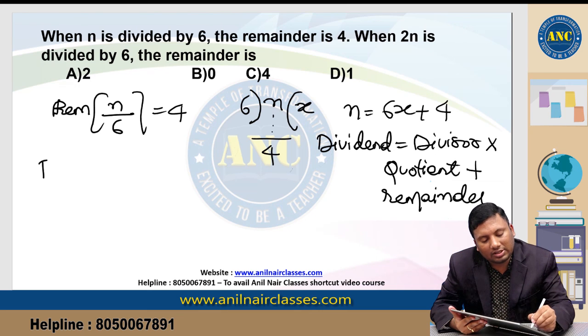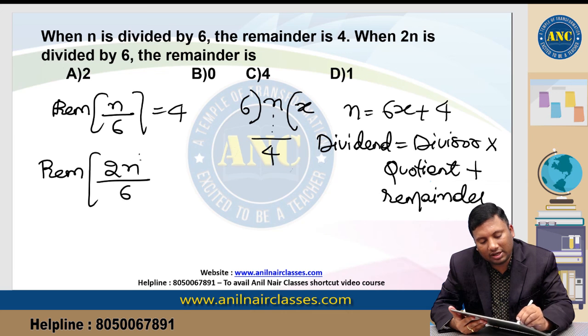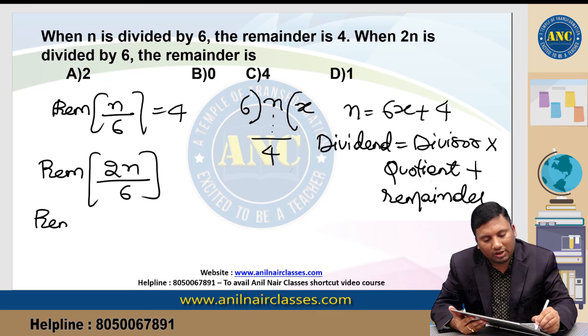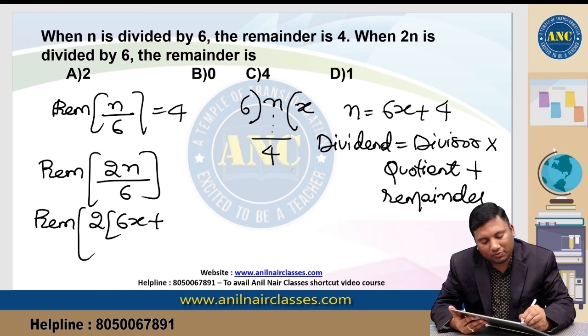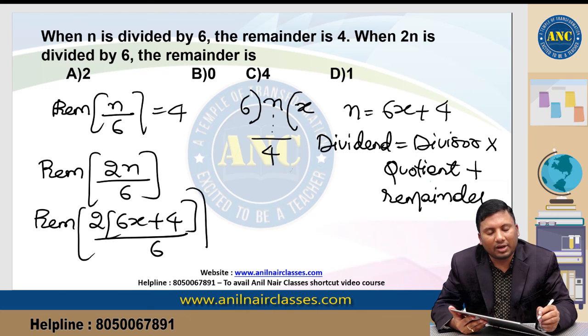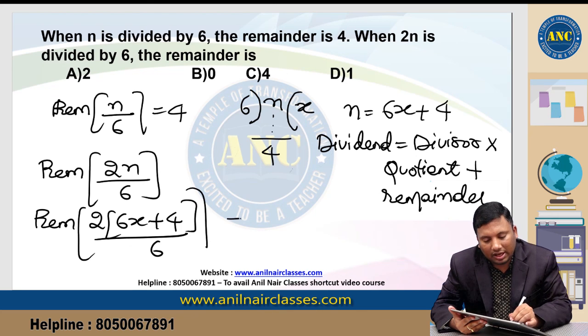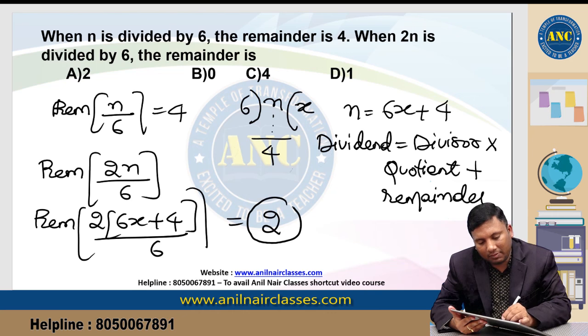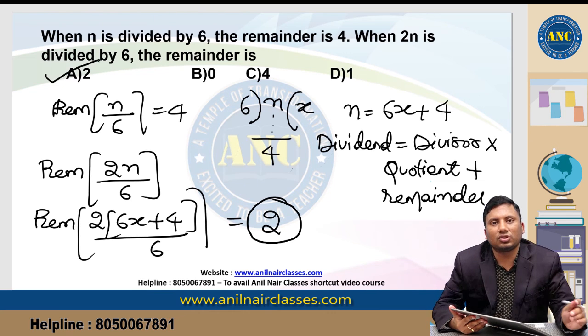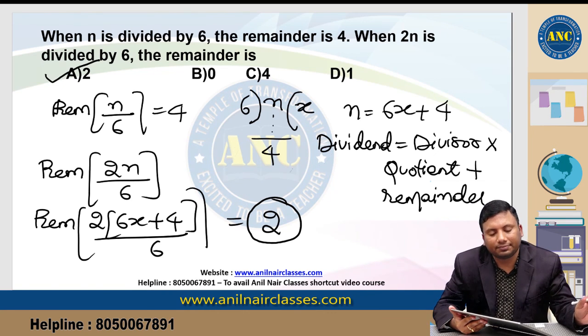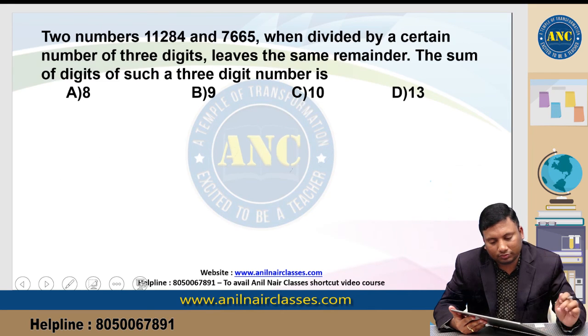So here we need the remainder when 2n is divided by 6. So it will become 2 into 6x plus 4, divided by 6. 12x divided by 6, remainder 0. 8 divided by 6, remainder is 2. I hope the idea is clear.